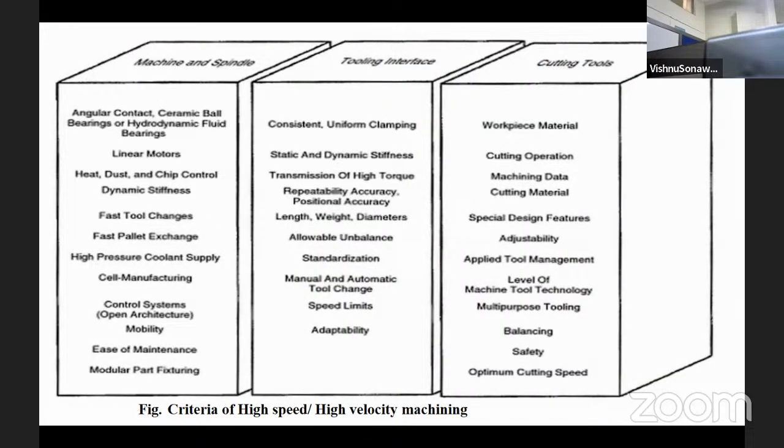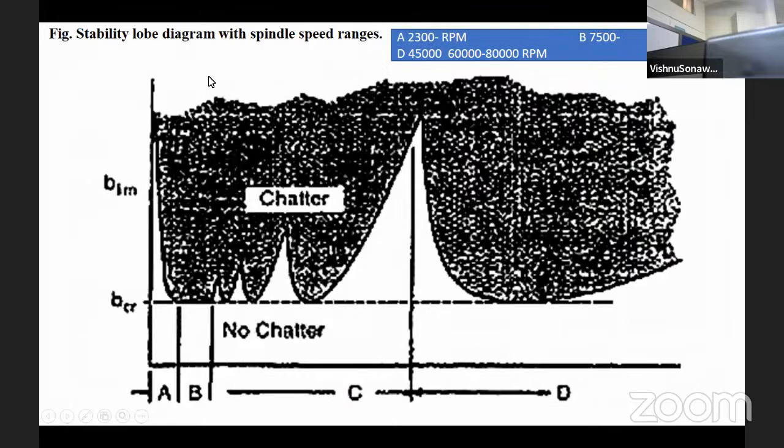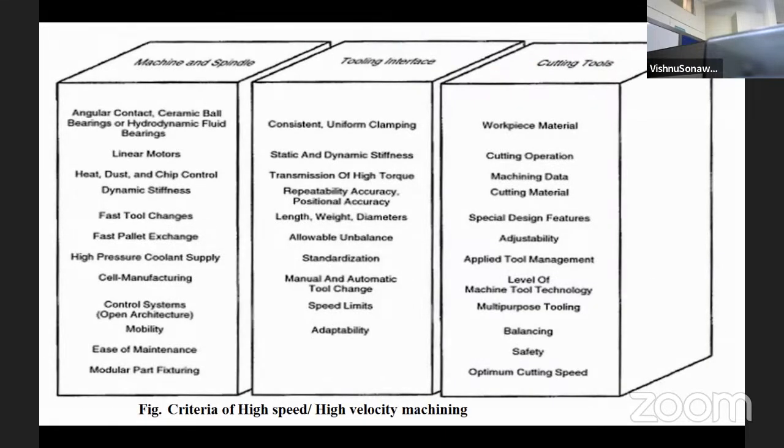That is when we are manufacturing these machining centers. To manufacture this machine, the main part, the heart of the machine, is the spindle. We are using angular contact bearings, ceramic ball bearings, hydrodynamic bearings, and fluid bearings. First of all we have to design these bearings so that they can rotate at 45,000 to 80,000 revolutions per minute, hydrostatic bearings and hydrodynamic bearings.